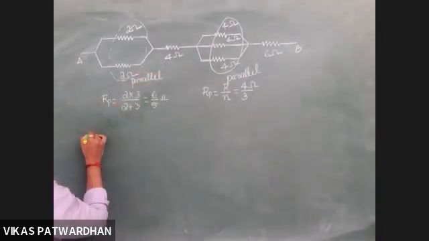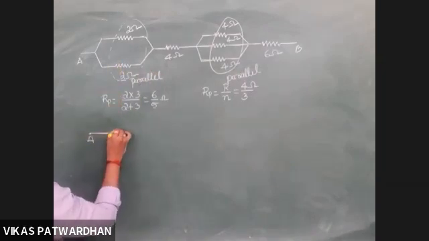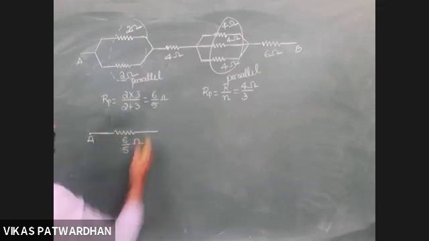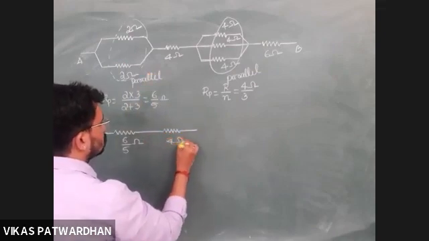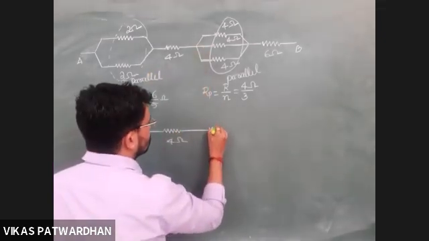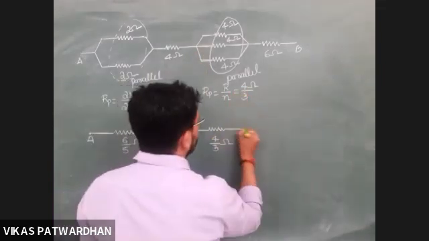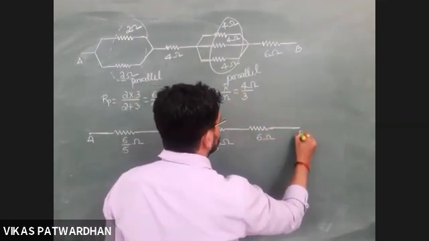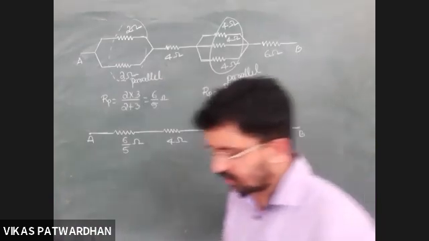Now, please continue. This is terminal A. I have 6 by 5 ohm. This 4 ohm remains as it is. Here I have 4 by 3 ohm as it is. And here I have a 6 ohm resistor. This is B. Is that correct? Now, shall we continue solving?